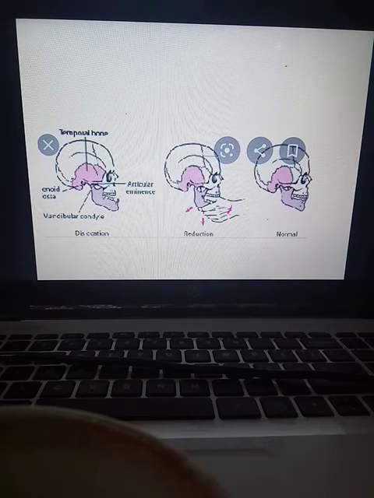Then one more thing, there can be various joints in the vicinity of the TM joint, so you need to take care of the seventh nerve and the auriculotemporal nerve. Moreover, articular disc can get an injury, fine, which will give rise to pain in the joint during its movements. Thank you.